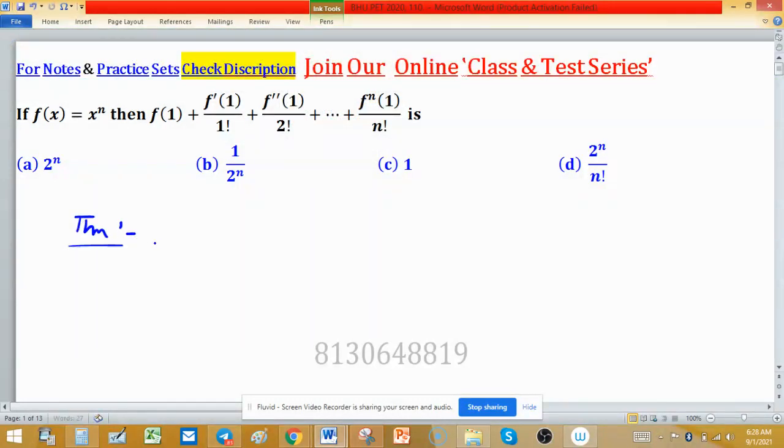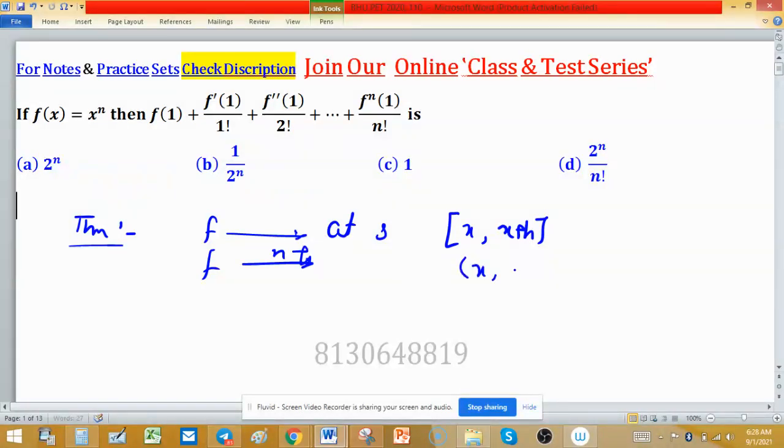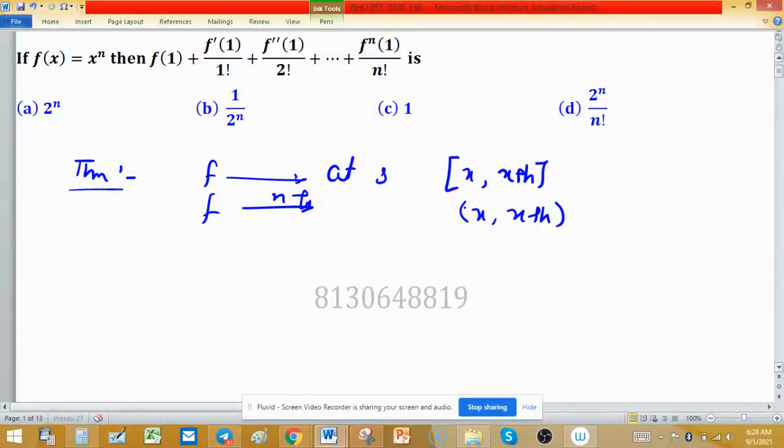According to Taylor's theorem, the function must be continuous over the closed interval [x, x+h], and the function must be n times differentiable over the open interval, or you can say closed interval. So we have to answer this. I can take this closed interval, so I can write the function as f(x+h).